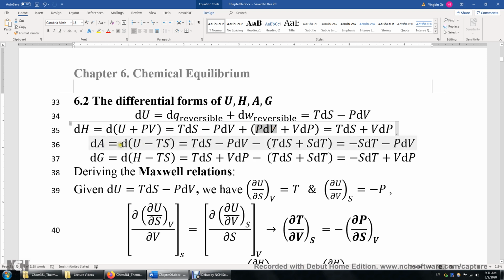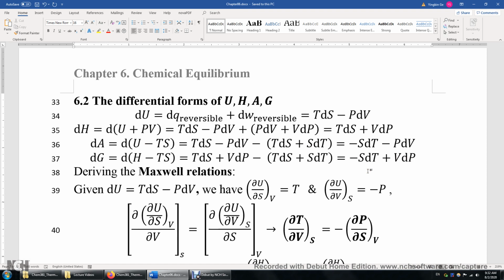How about dA? A is U minus TS. Therefore, dA is again dU from here, minus TdS minus SdT. The result is negative SdT minus PdV. Finally, dG. G is H minus TS. So this part is dH, it comes from here, and then minus TdS minus SdT. This is the result.